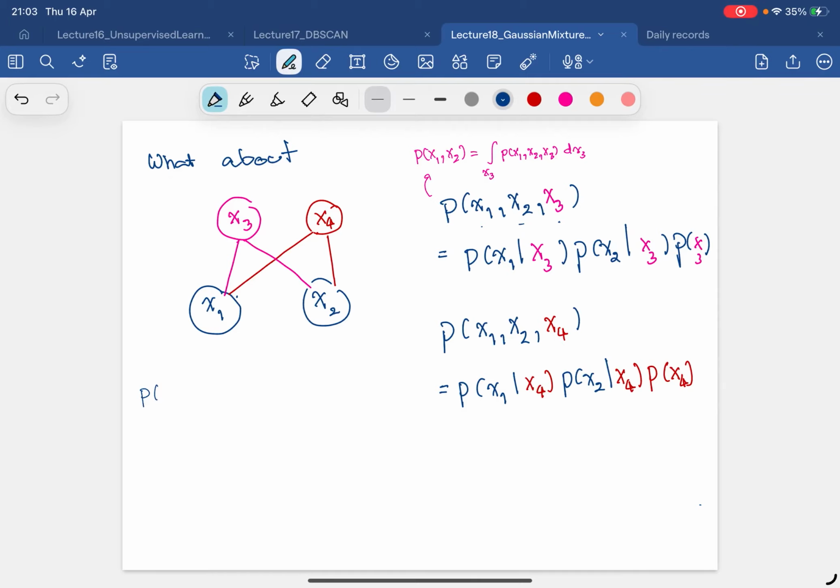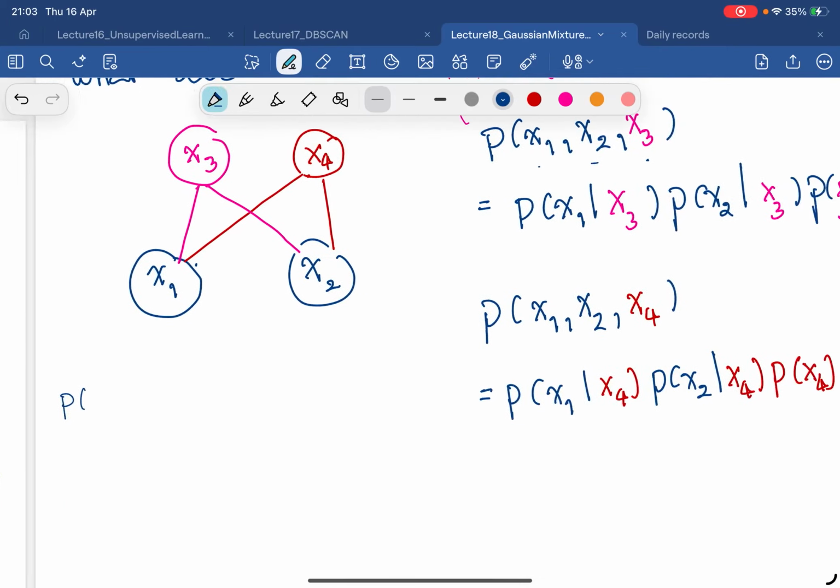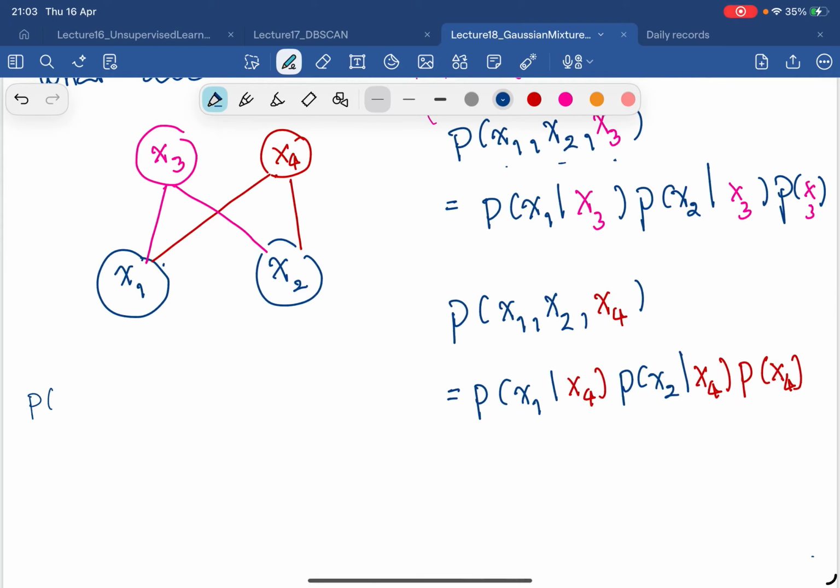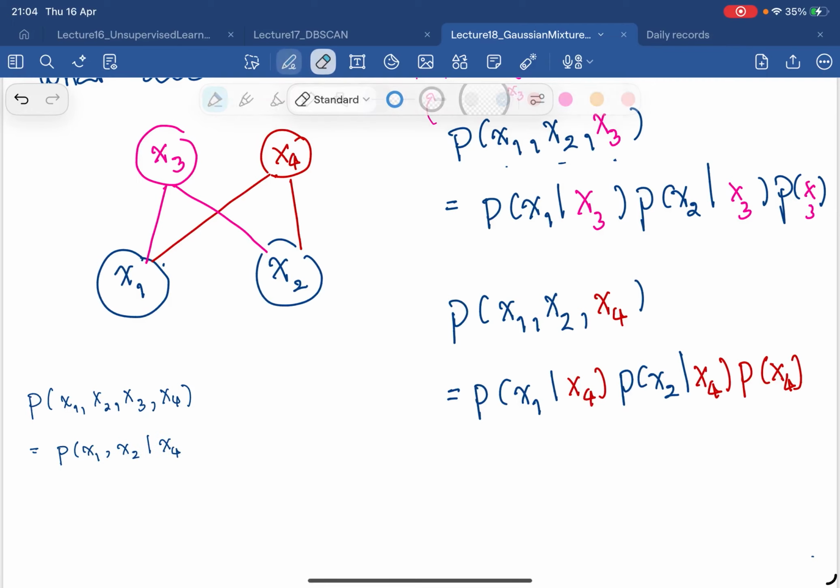Okay, I will show you initially what it's like if we don't consider any of the graphical representation assumption. So if we were to just write a normal joint distribution, we can write it as prob of x1, x2 given x3, x4, prob of x3, x4. This is still without any assumption.